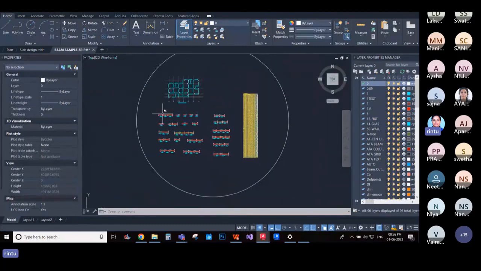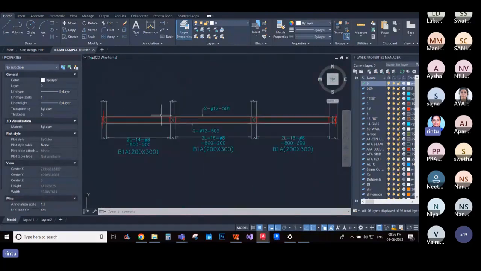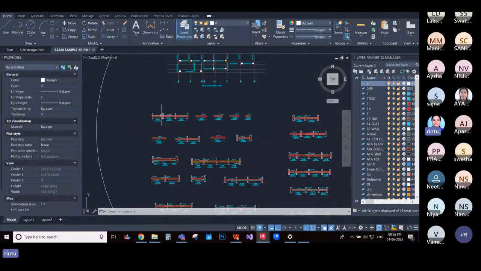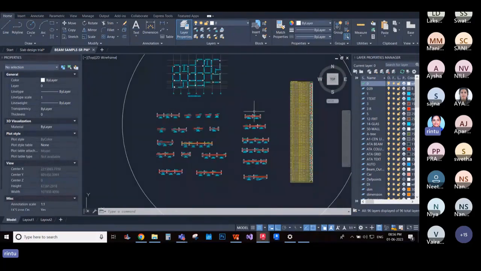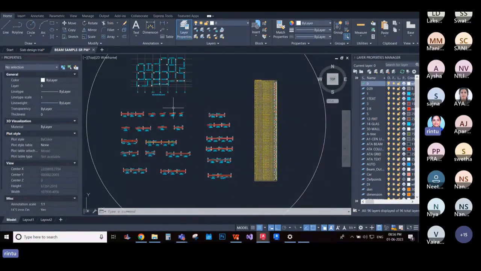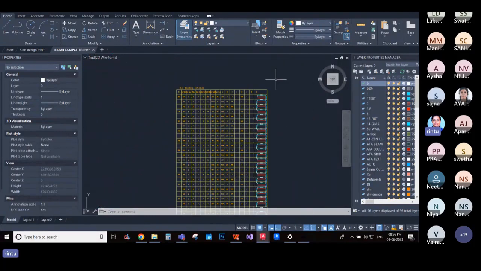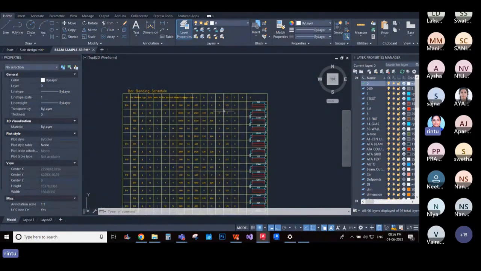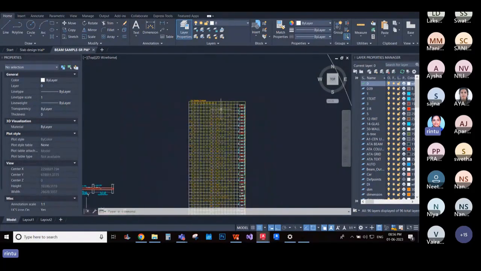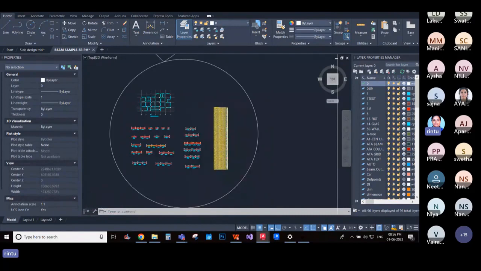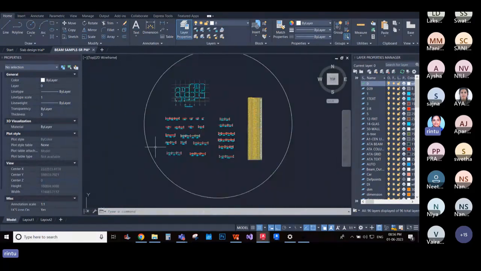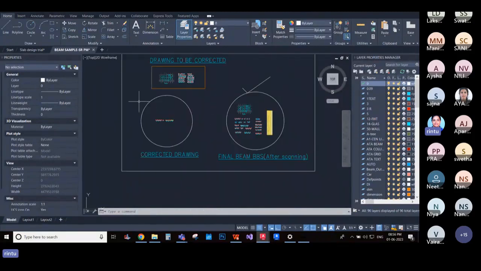So try to maintain the same layer names so that it will be easy for you to work out. Once you're thorough with the software, you can try changing the layer names. Only try it once you are thorough with the software, otherwise you will have multiple errors which will be difficult to handle. So initially try to follow the same pattern. Once you're thorough with it, you can go for the customization side.